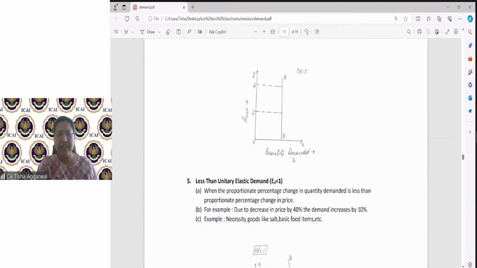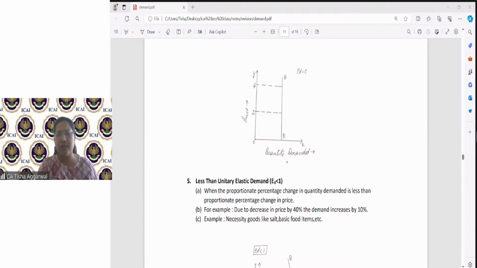Next, if you see the diagram, I have already explained it to you. Look at this diagram. Here the quantity Q is the same, stagnant, despite whatever the price is, 2.5, maybe 3, whatever. The demand is not going to change. Next is less than unitary elastic demand.